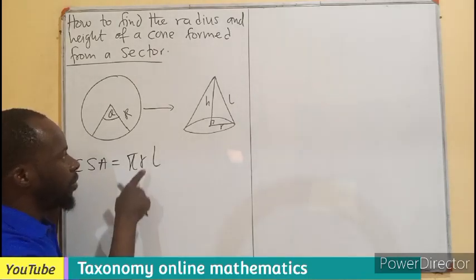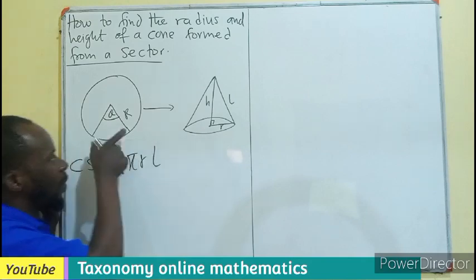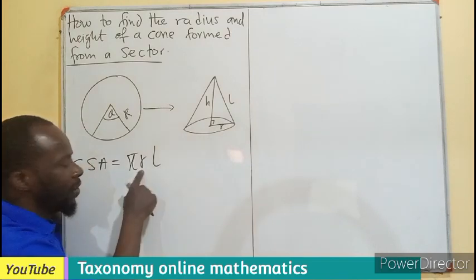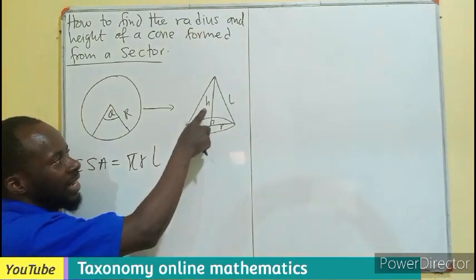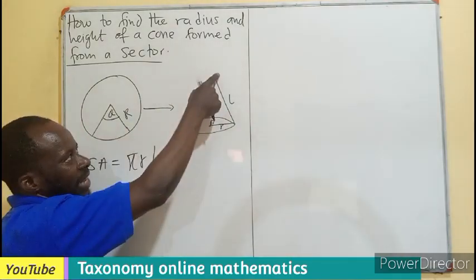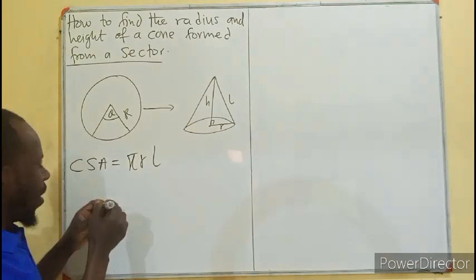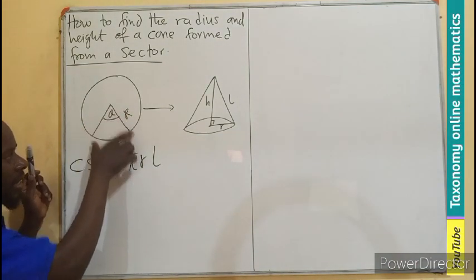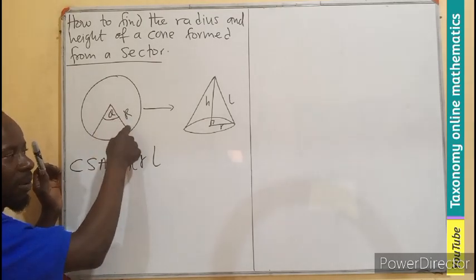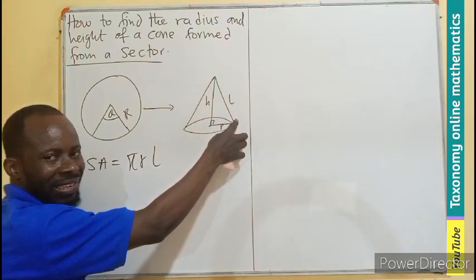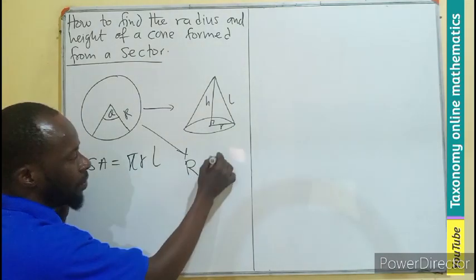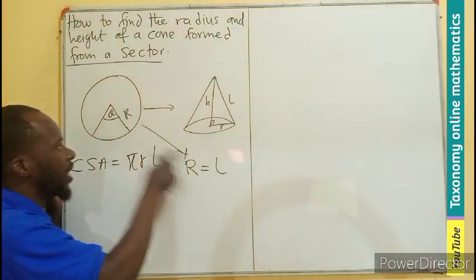L. Meaning, before I can find it, they are going to give me the sector, which will be cut out to form this cone. I need the radius. I may also need the height of the cone itself, which is not given here, but the slant height is given. If I take out this sector and fold it, the radius of the circle becomes the slant height. So it will be given in the question.